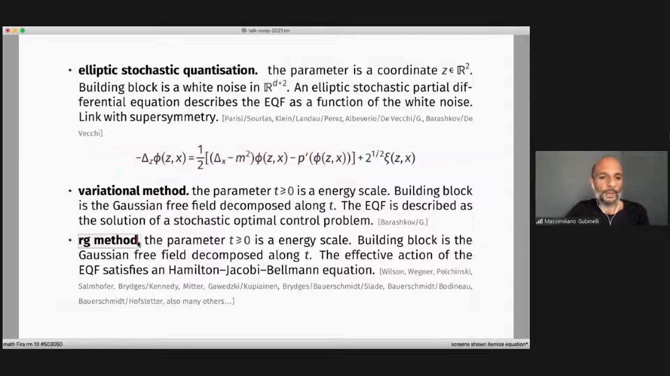So I put also the RG method, maybe not really in the classical point of view, but recently, for example, Roland Bauerschmidt with Bodineau, and also Bauerschmidt with Hofstetter, used the RG method more as a kind of stochastic analysis, in the sense maybe I will describe later. But essentially the variational method is a way to interpret the RG method, and the stochastic optimal control problem has a corresponding Hamilton-Jacobi-Bellman equation associated.